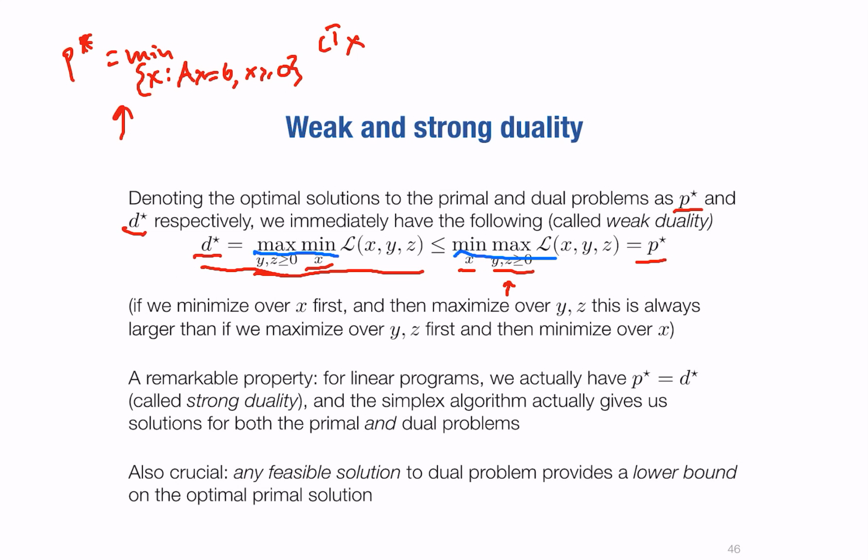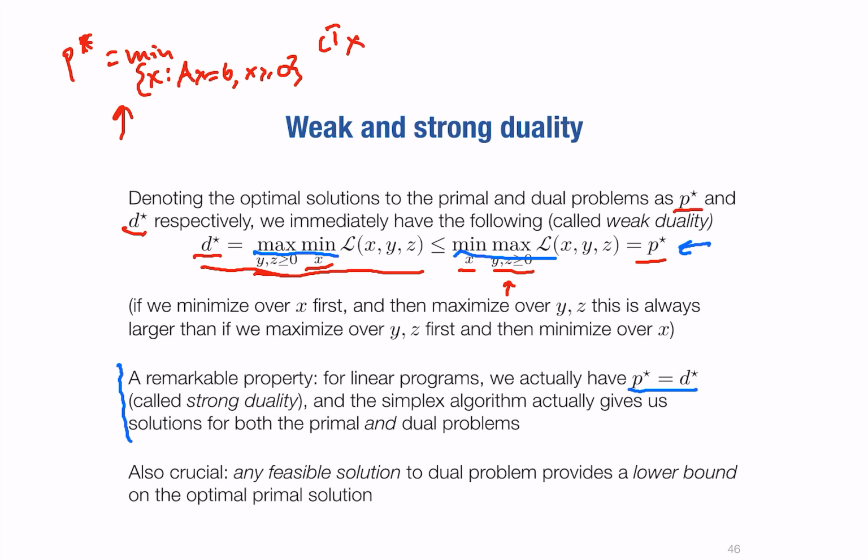But there is a remarkable property. For linear programs, and actually for a large set of convex problems, but we'll just talk about linear programs here, we have P star equals d star. In other words, the dual optimal objective is equal to the optimal objective of our original problem, P star, sometimes also called the primal objective, because in the concept of duality we call the original problem the primal problem.